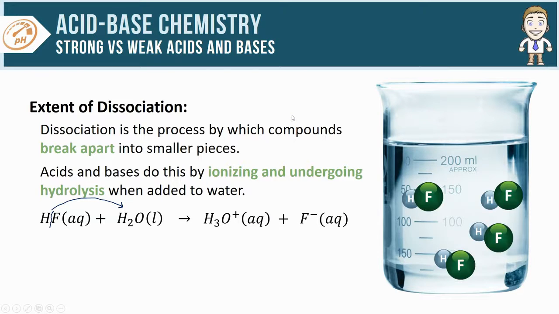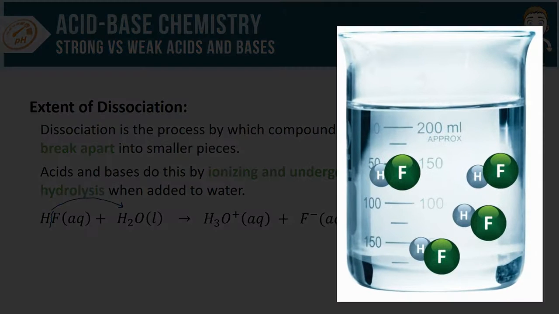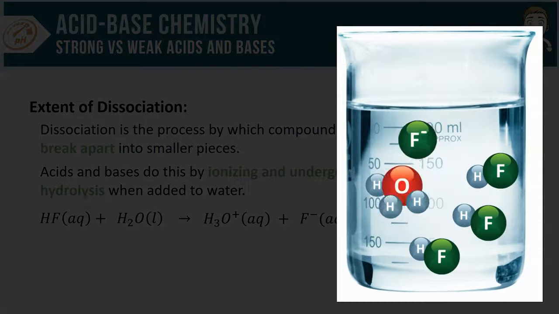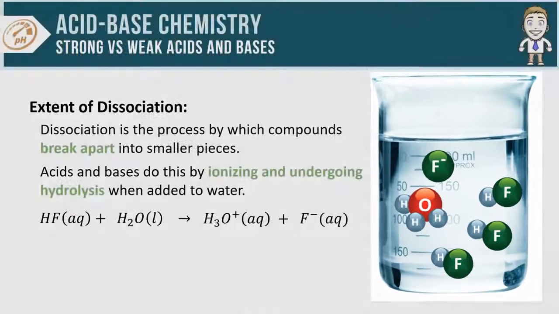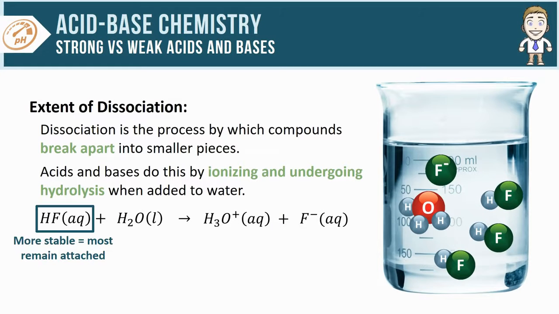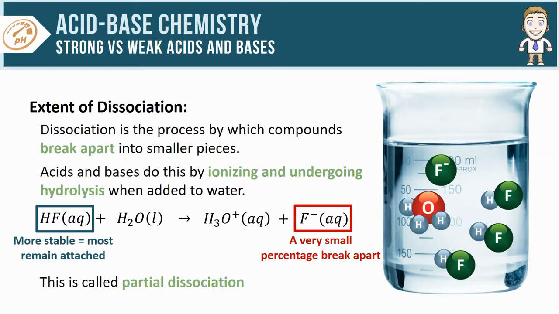If I was going to model this, I could add maybe 4 HF molecules. The weird part is that if I'm drawing 4, it's really only 1 out of those 4, as an approximate percentage, that's going to do this dissociation. And that's because in the case of HF, it's actually more stable to have the hydrogen still attached. So that's what most of them are going to do. A very small percentage break apart. This is something known as partial dissociation.